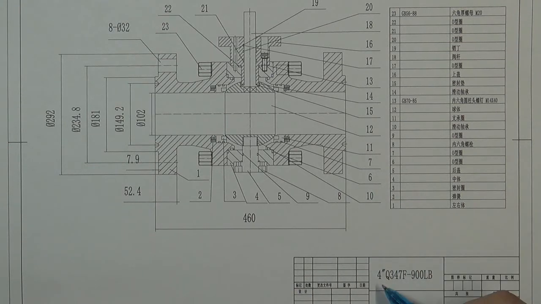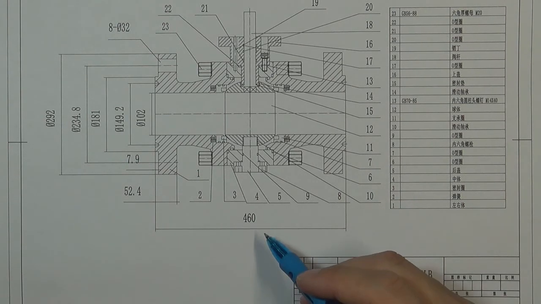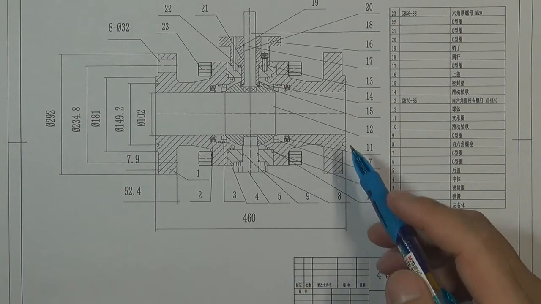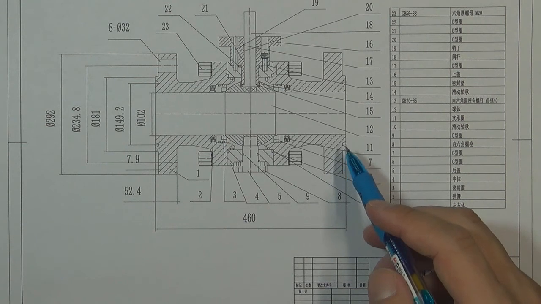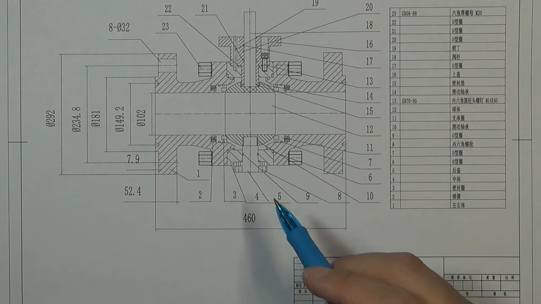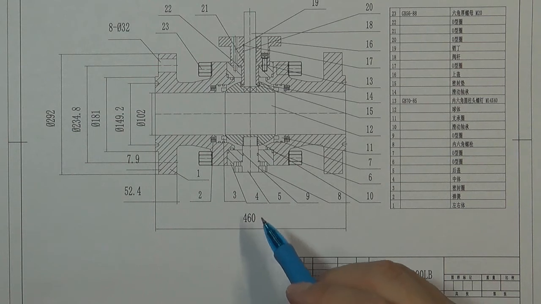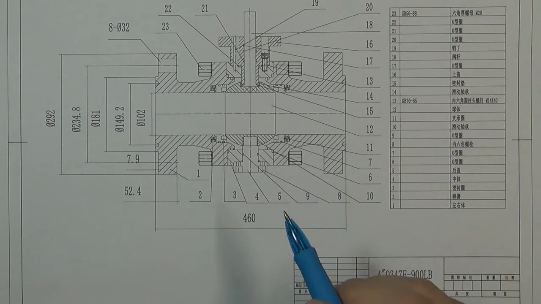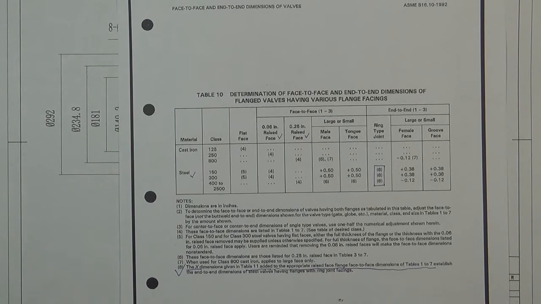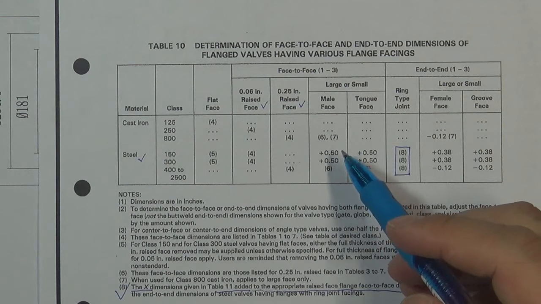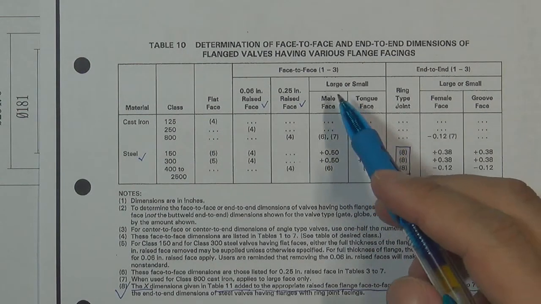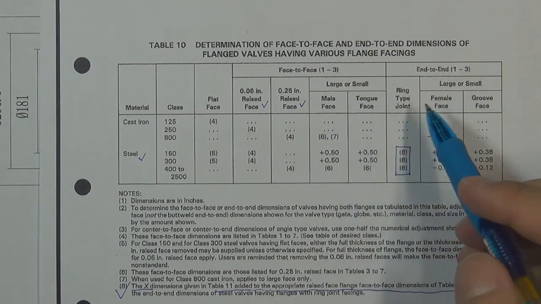The last one is a 4-inch, 900 pressure class ball valve. This ball valve uses RTJ face for the connection. Before, we already talked about that if the flange is not flat face or raised face, we cannot directly find the valve length from ASME B16.10. We need to calculate the valve length from ASME B16.10 according to table 10. Here is the table 10 we already talked about. We will find the correct valve length from the calculation for different valve flange faces.